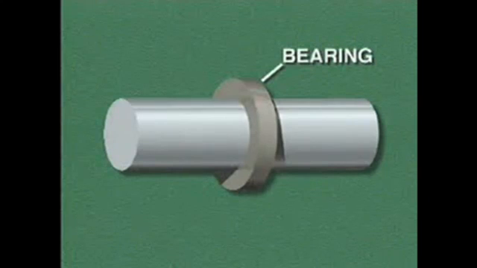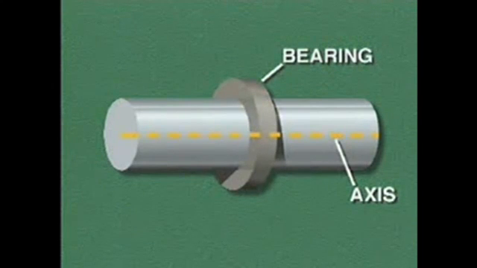Let's look at an illustration to see what these terms mean. Most bearings are mounted on rotating shafts. A shaft rotates around a center line or axis. The distance from the axis to the outside of the shaft is called the radius.